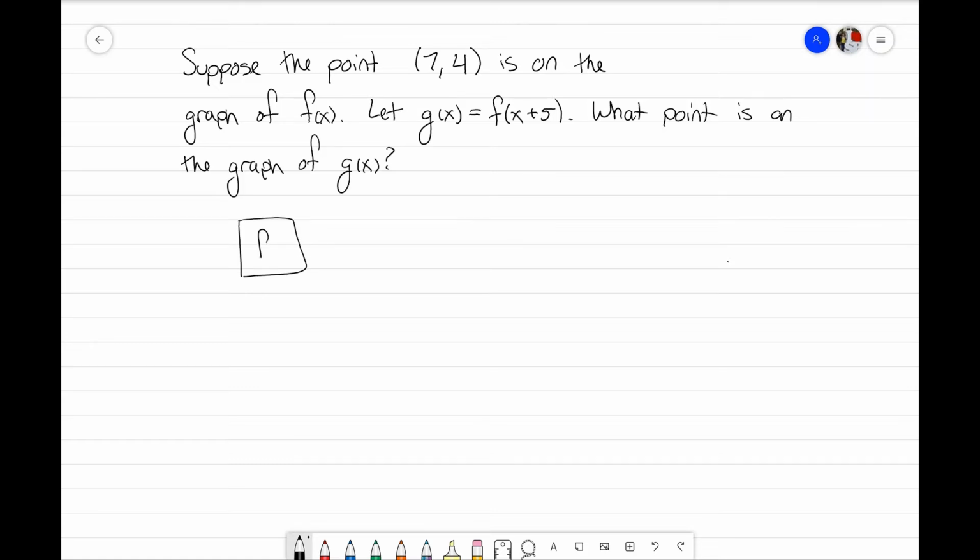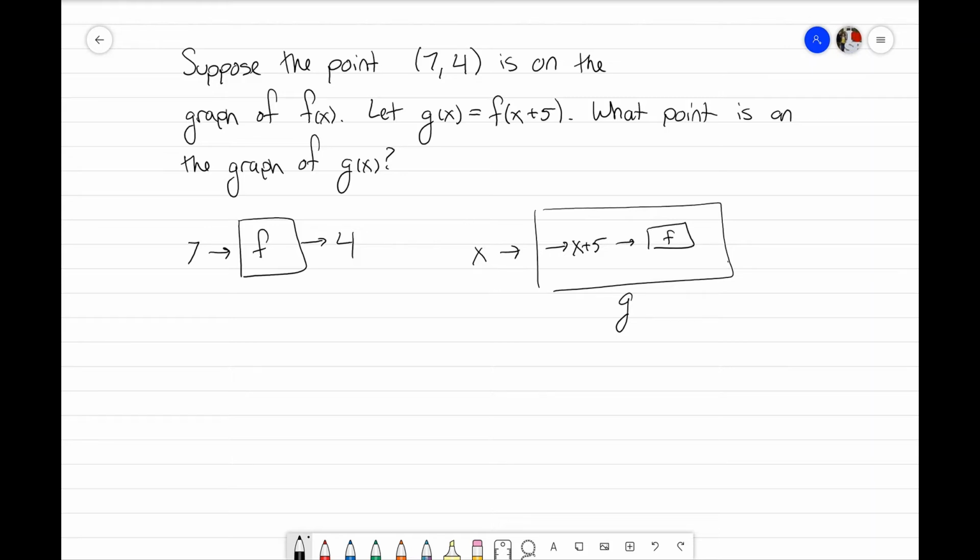If I think about the function f, all I know about it is that if I input 7, out comes 4. That is the absolute only thing I know about this function. For g of x, let's draw a bigger rectangle maybe over here. So here's my g function. It takes in an x, it turns that x into x plus 5, and then it plugs that x plus 5 into f, and then outputs f of x plus 5.